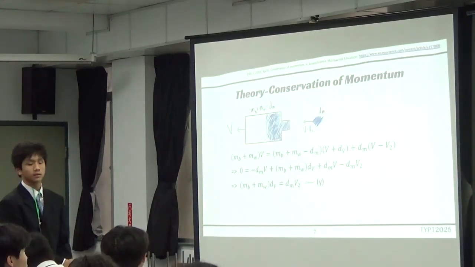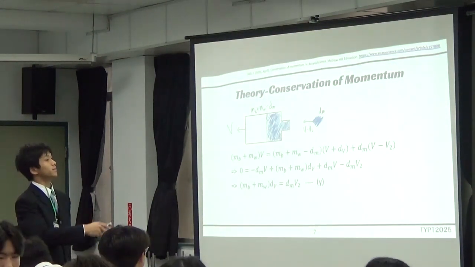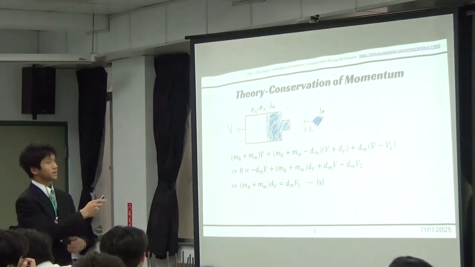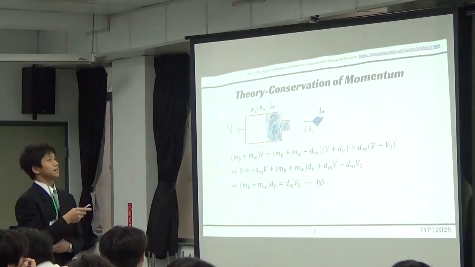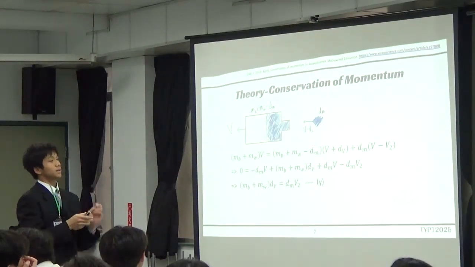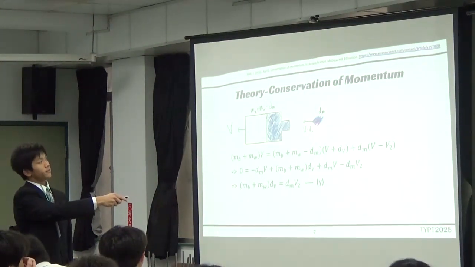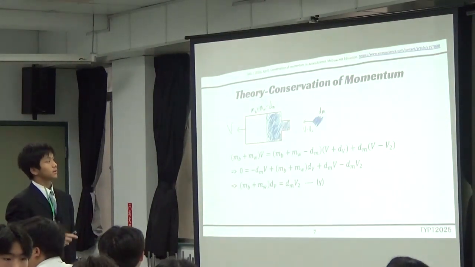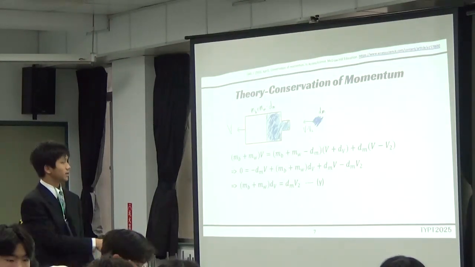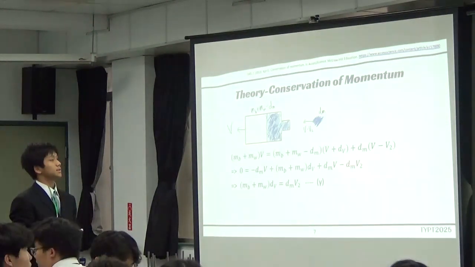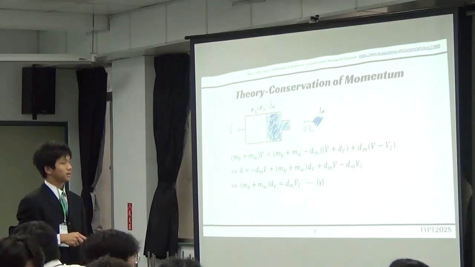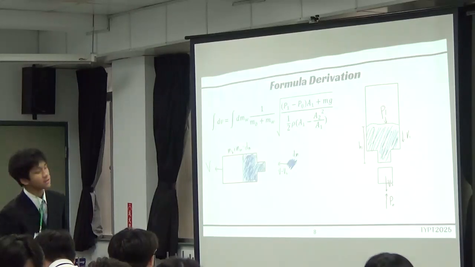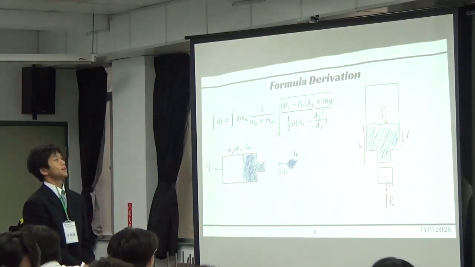This is the third theory, the conservation of momentum. So this theory is used to explain that the momentum will be conserved while the fluid is flying out of the water bottle rocket at a certain speed. And after analyzing these, we can get this for later on. This is the final formula derivation.